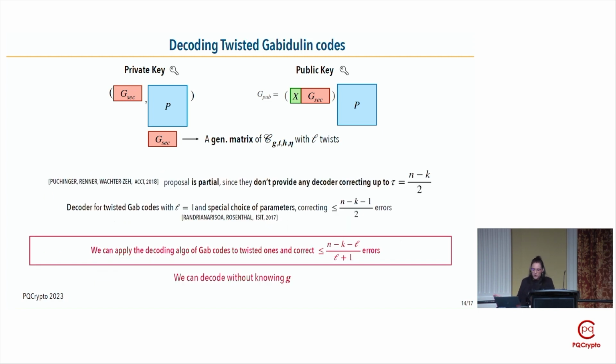And another problem of their proposal is that there exists no decoding algorithm in the literature for such codes with more than one twist which corrects up to half of the minimum distance. So in our work we also apply exactly the same algorithm that we apply for Gabidulin codes to these codes, but unfortunately we can't correct up to half of the minimum distance of the code. We can correct less.